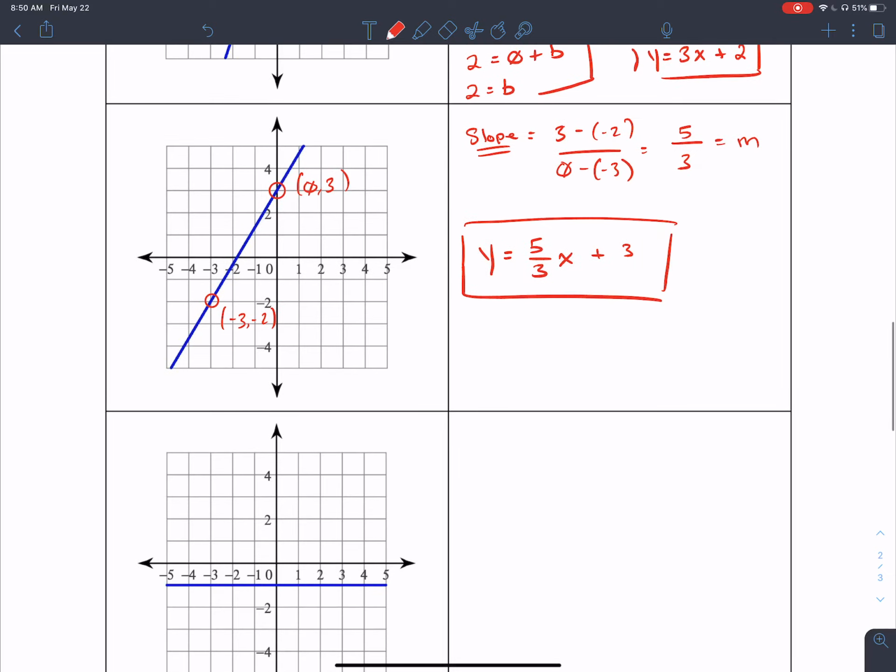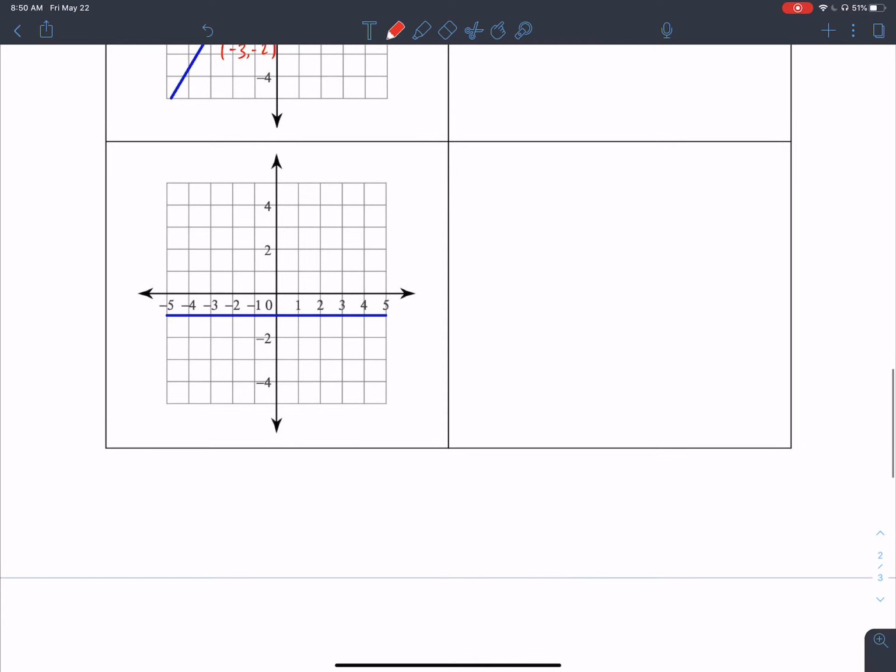Okay, and last one here. So this one's a bit different, right? It's a completely flat horizontal line. We know what this means. This means that there's a constant slope, or in other words, that our slope in this case is 0. And we could prove that, because we have a bunch of points here that lie on the same line.